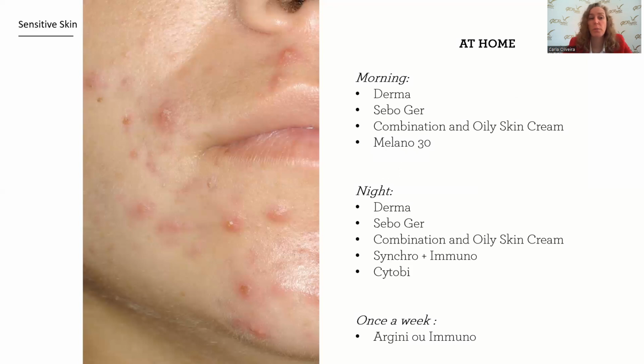This is one of the possibilities for home care treatment. As always, remember how the client needs to mix Suncro and Immuno in order to have the perfect combination. Of course, if the client needs to do a mask at home, we can advise either Arginine or Immuno. And of course, also remember at home the potential of the breast products in order to get the best results possible.